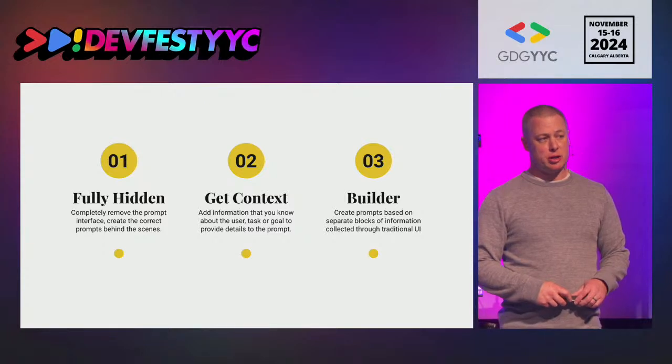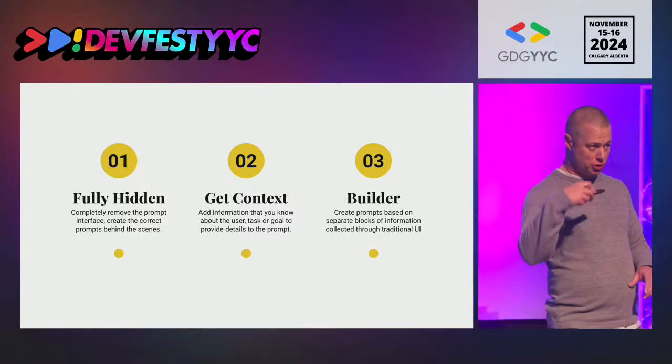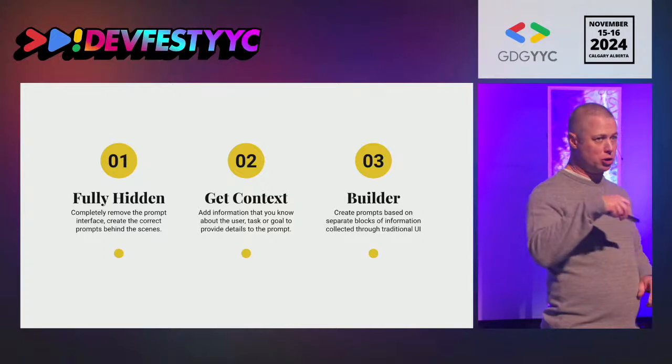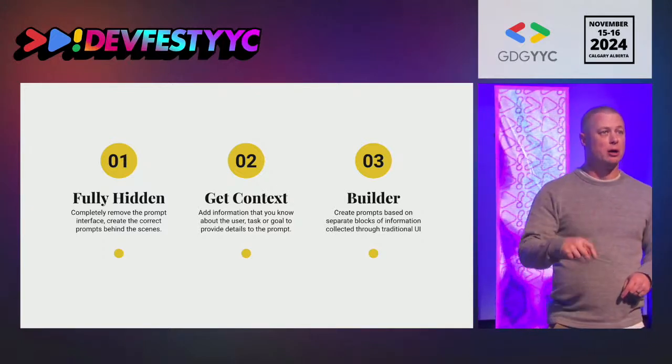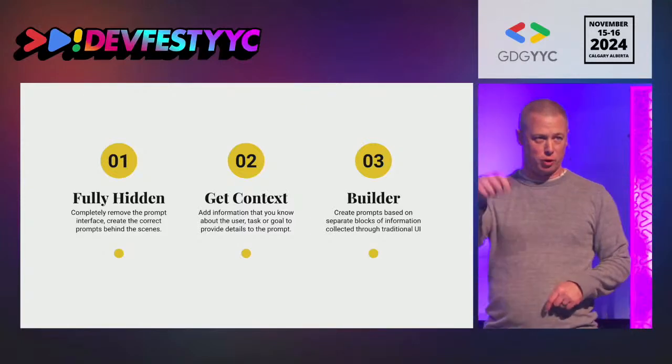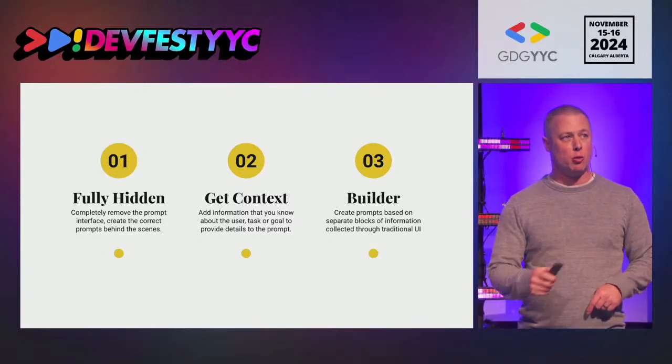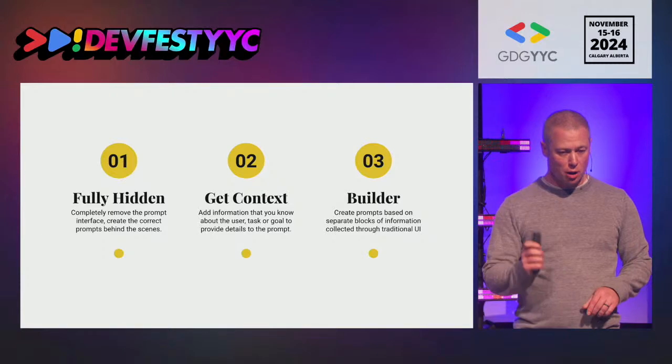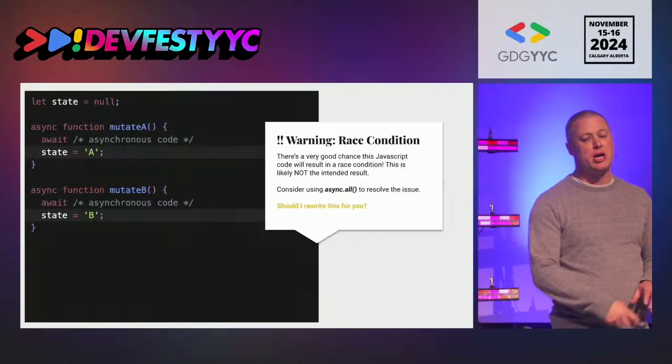Here are the 3 things that I believe we can do right now, today, to build tools that utilize AI that work better for your parents, for your neighbor, or for you, if you were looping yourself in with that, who don't want to write prompts all the time. Let's start with the first one, fully hidden.